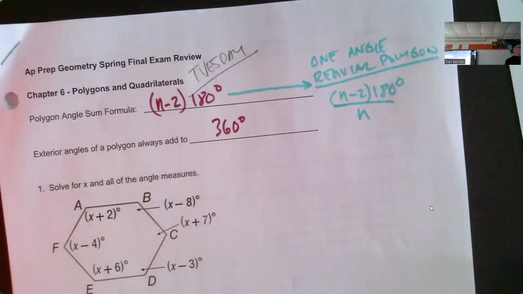Wait, 180 times n minus 2 is to figure out what? To figure out all of the angles. Divided by n. Divided by n tells you what one of them would be, as long as they're all equal.